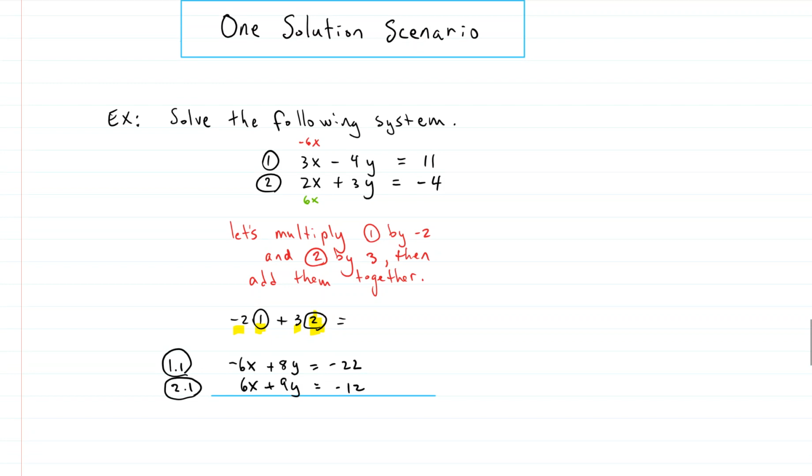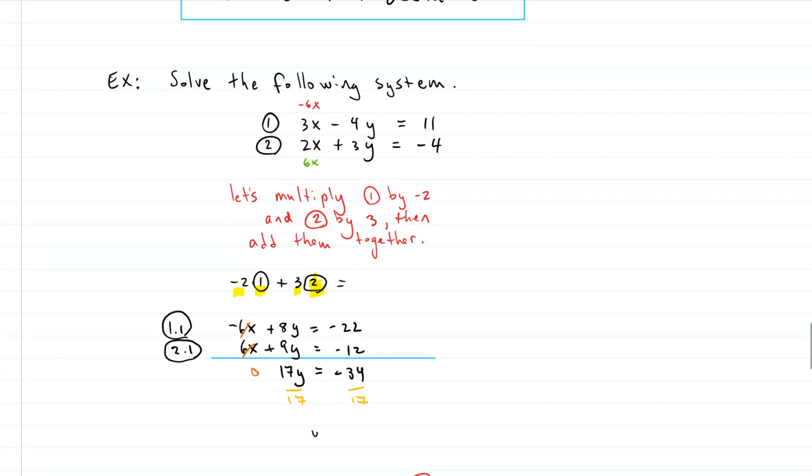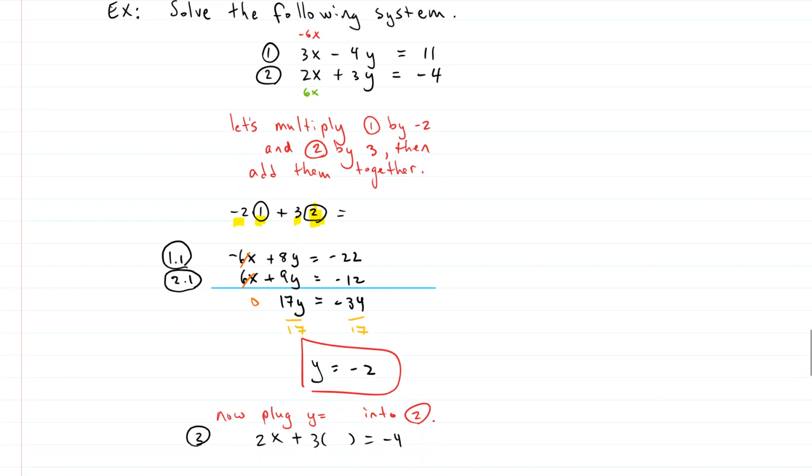Now when we add them, what do we get? Well, we can see the 6's cancel. That's nice. So we get 0 here, which is what we wanted. And we get 17y equals -34. Now we can solve for y, divide by 17, and we get y equals what? -2. Cool. Y equals -2.